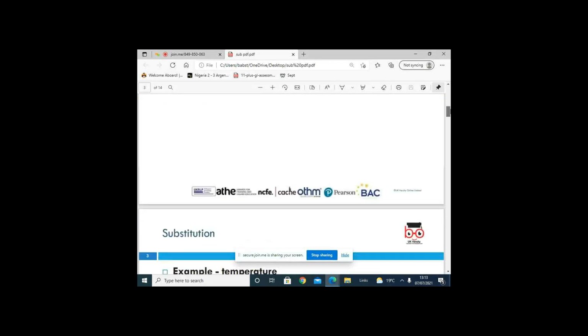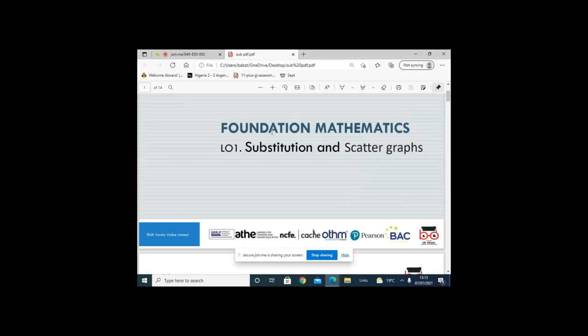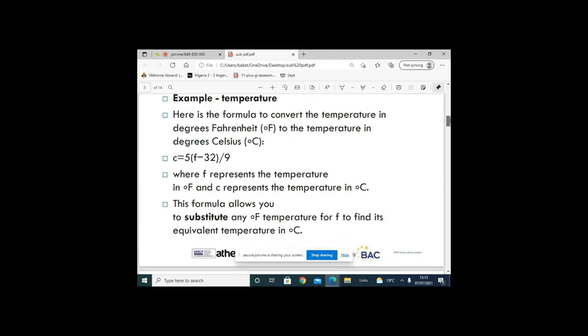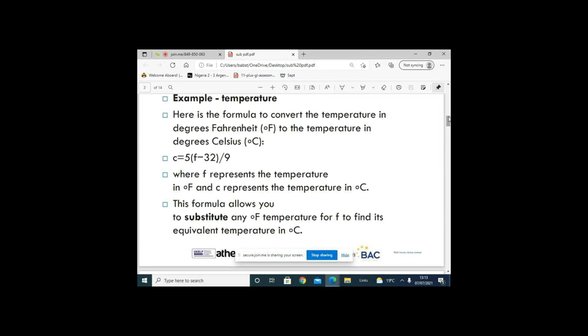So the first part will cover substitution, and it will also cover scattered graph. As I said earlier, substitution is when you substitute numbers inside the formula. You change the letters with numbers. For example, the most common question in functional skills.